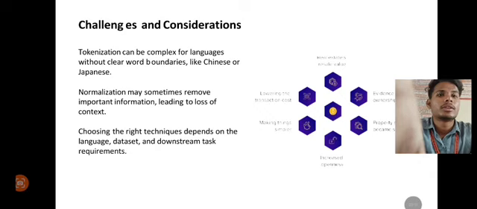The challenges and considerations: tokenization can be complex for languages without clear word boundaries like Chinese or Japanese. Normalization may sometimes remove important information, leading to loss of context. Choosing the right techniques depends on the language, dataset, and downstream task requirements.